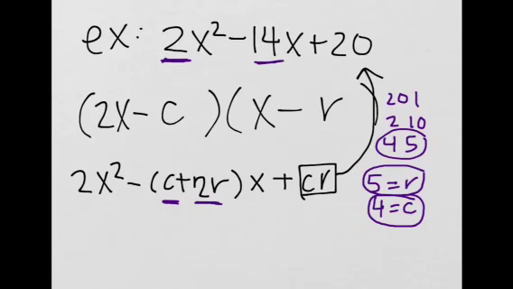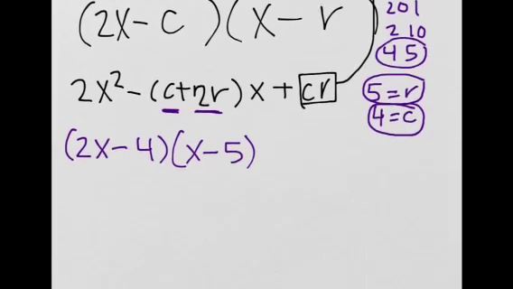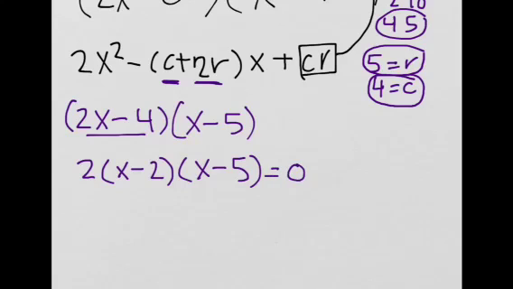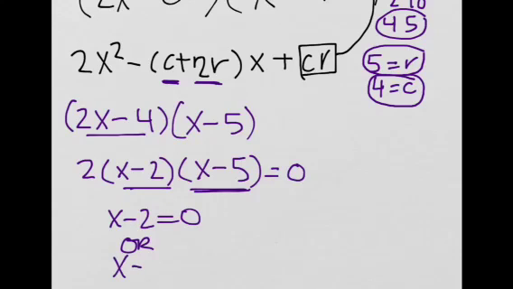So then I get, c is equal to 4, so I'd get 2x minus 4, and I'd get x minus r, so x minus 5. Now realize I could actually simplify this a bit further by factoring out a 2 from the first one. So I get 2 times x minus 2 times x minus 5 is equal to 0. So this means either x minus 2 is equal to 0 or x minus 5 is equal to 0. So x is equal to 2, x is equal to 5. So our final answer is x is equal to 2 or 5.